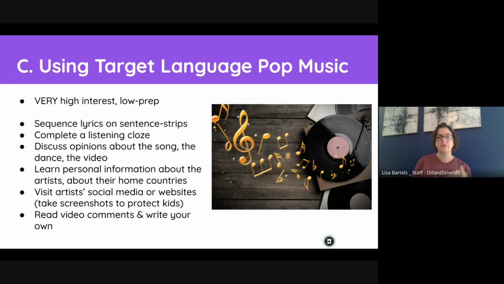I have them sequence the lyrics. I'll print out the lyrics, chop them up, and then the kids have to listen to the song and sequence the lyrics as they listen. And you don't have to do the whole song. You can do a piece of it. You can do just the chorus for more novice students.